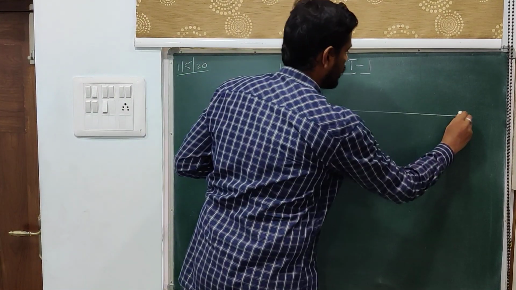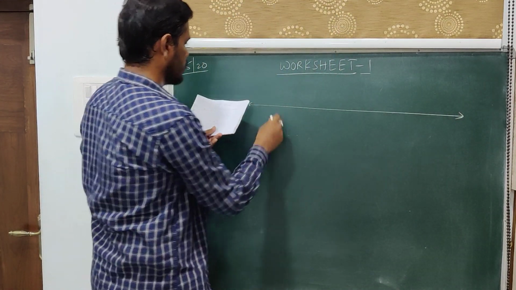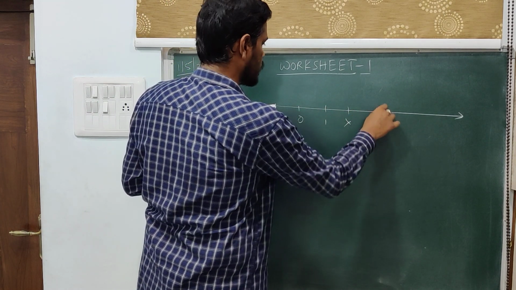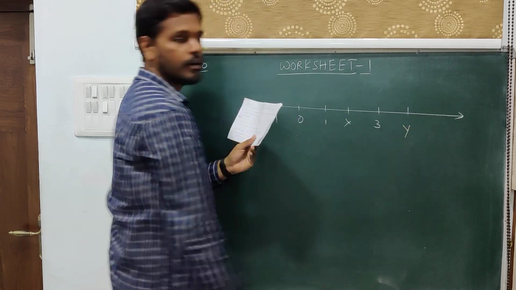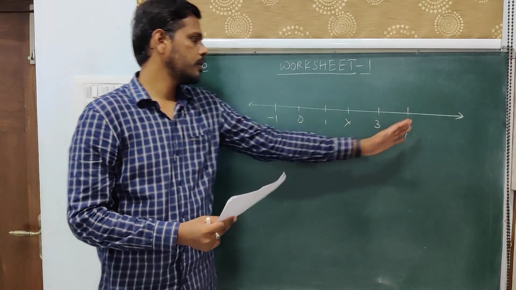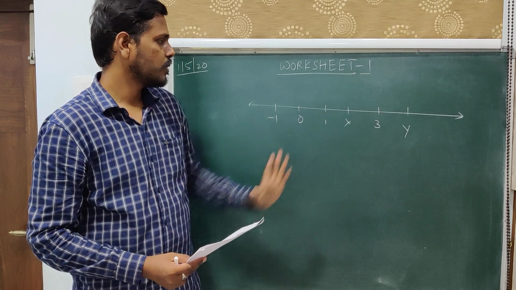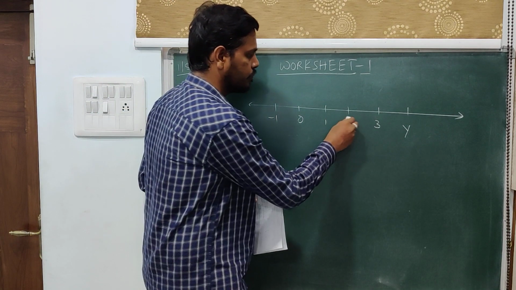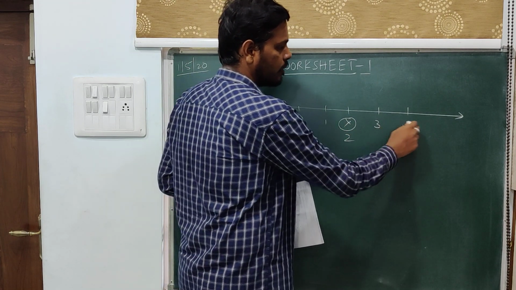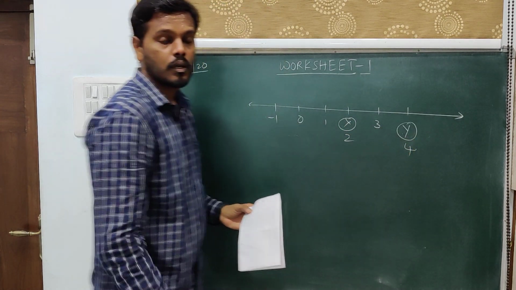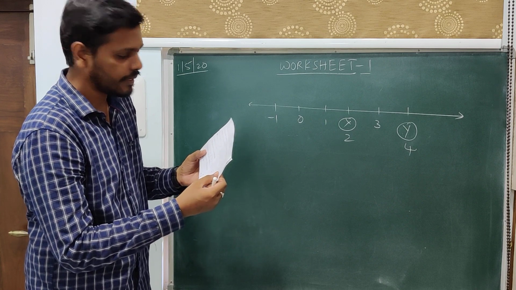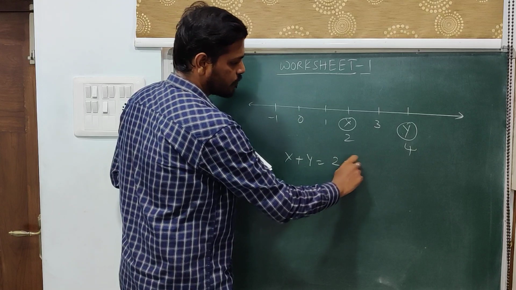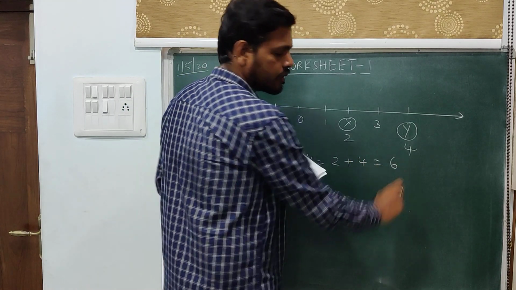So draw a number line again. So this is minus 1, 0, 1, this is X, 3 and Y. Now again complete this number line. So minus 1, after that 0, 1, and this should be 2 and 3, and finally it is 4. Now here we need X plus Y. So X is 2, Y is 4, so 2 plus 4, that is 6.